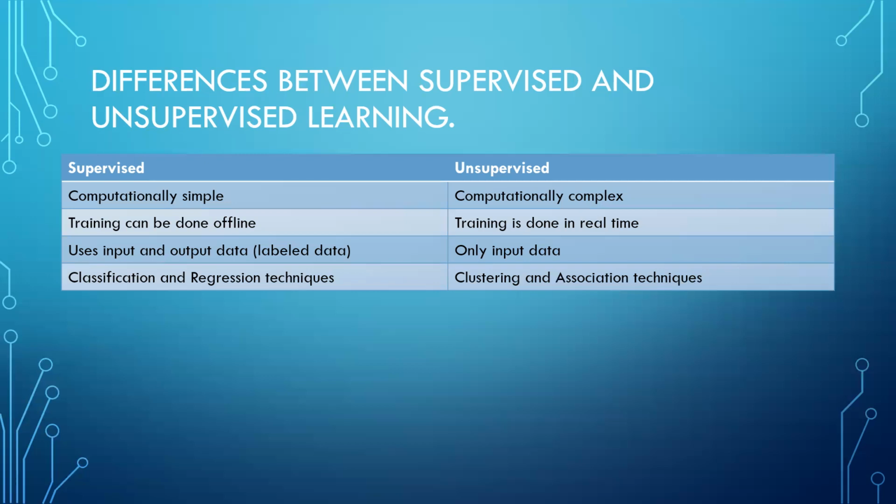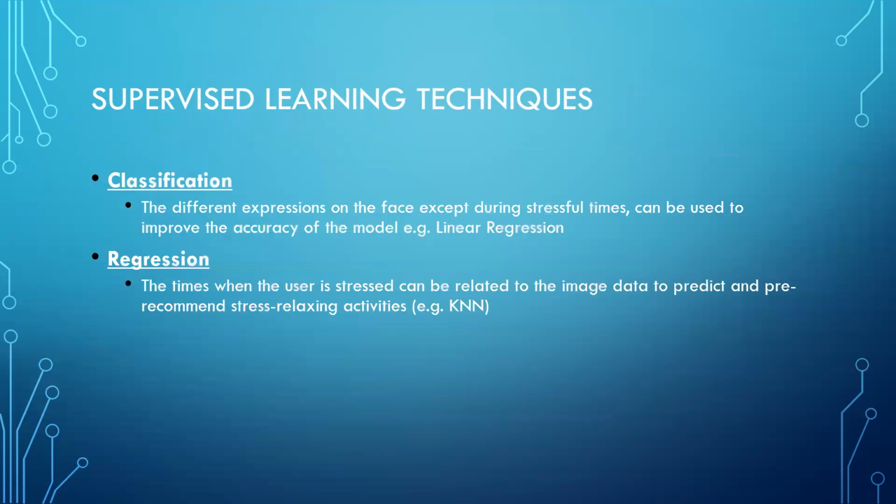Training can be done offline for supervised, because we already have the data and we have labeled it according to the different categories that we need. But for unsupervised, the computer always has to keep on learning and learning, because we haven't labeled the data. So the more it learns, the better it will be able to categorize and accurately get out what we are intending to do here. The third one I've already explained. And the fourth one, we have classification and regression techniques for supervised, and then clustering and association techniques for unsupervised.